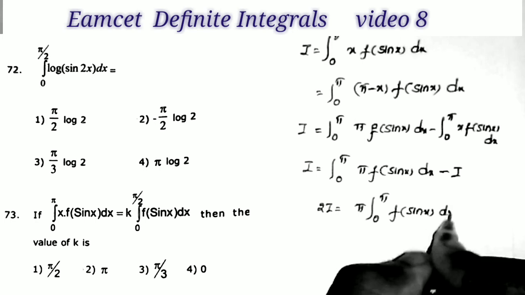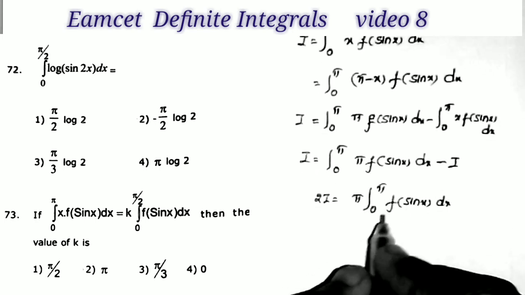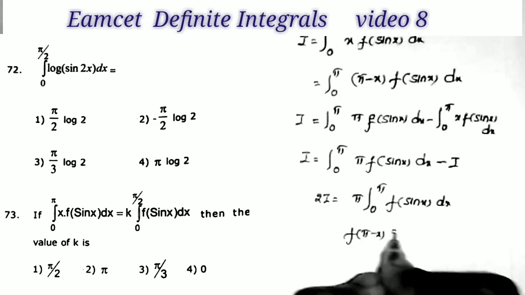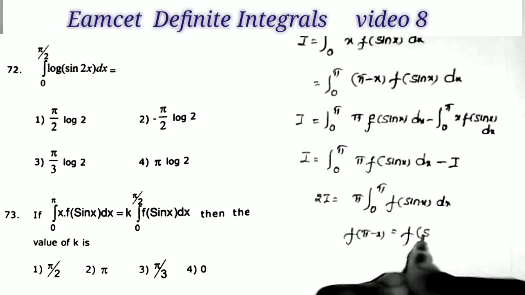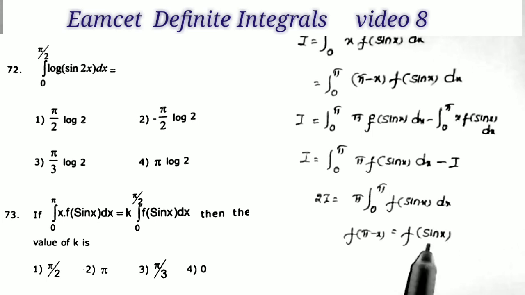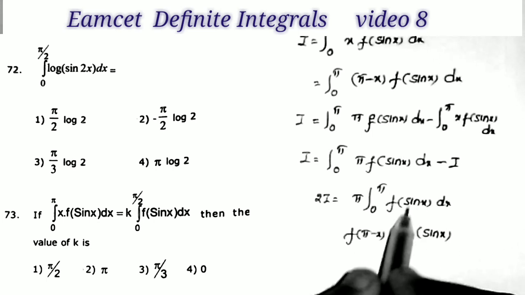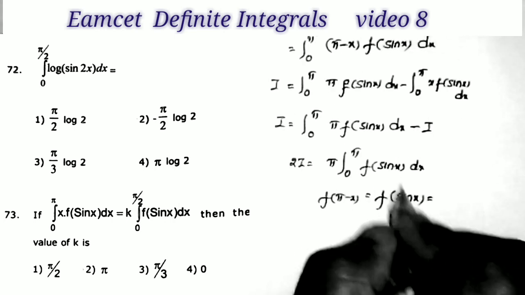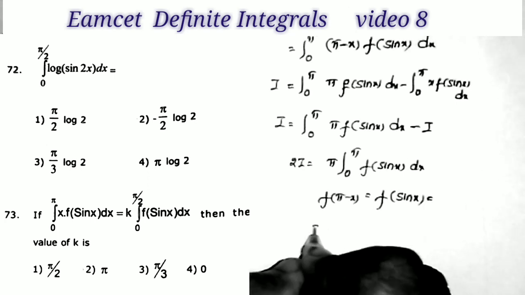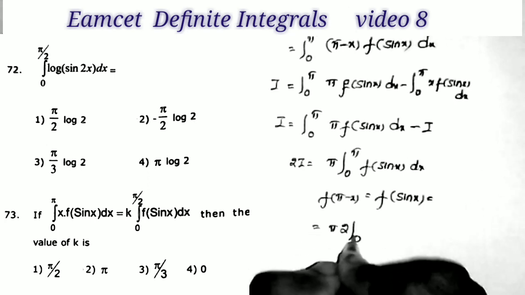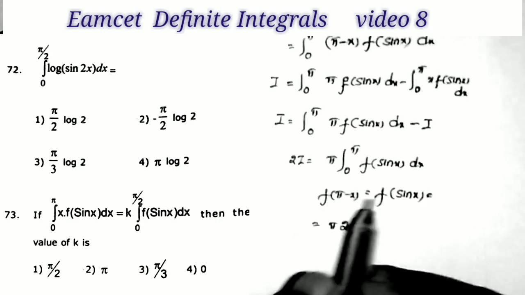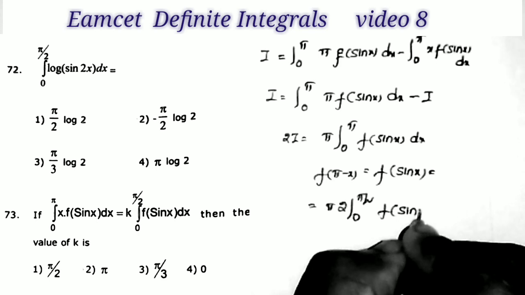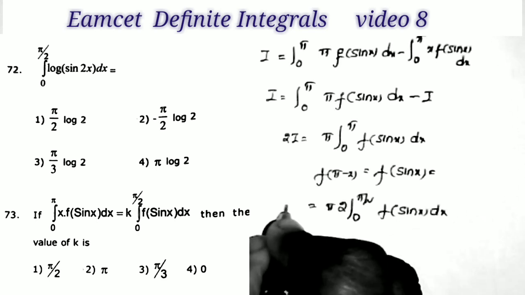Now I replace x with pi minus x in the function. Then we get f of pi minus x is equal to f of sine of pi minus x, which again returns the value sin x. Sine of pi minus x, sine of 180 minus x, is equal to sin x. And what is f of sin x? That is equal to the given function here. So we apply the formula here. This is equal to 2 times the integral 0 to pi by 2 of f of sin x dx. Now this is nothing but the 2I value.